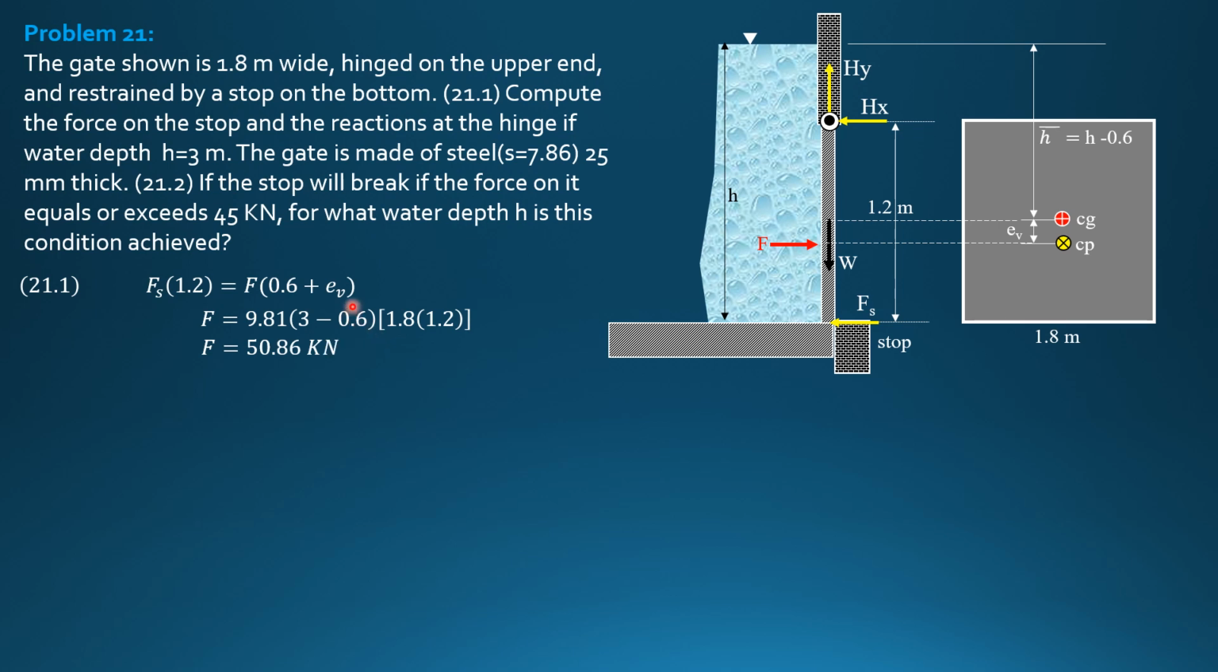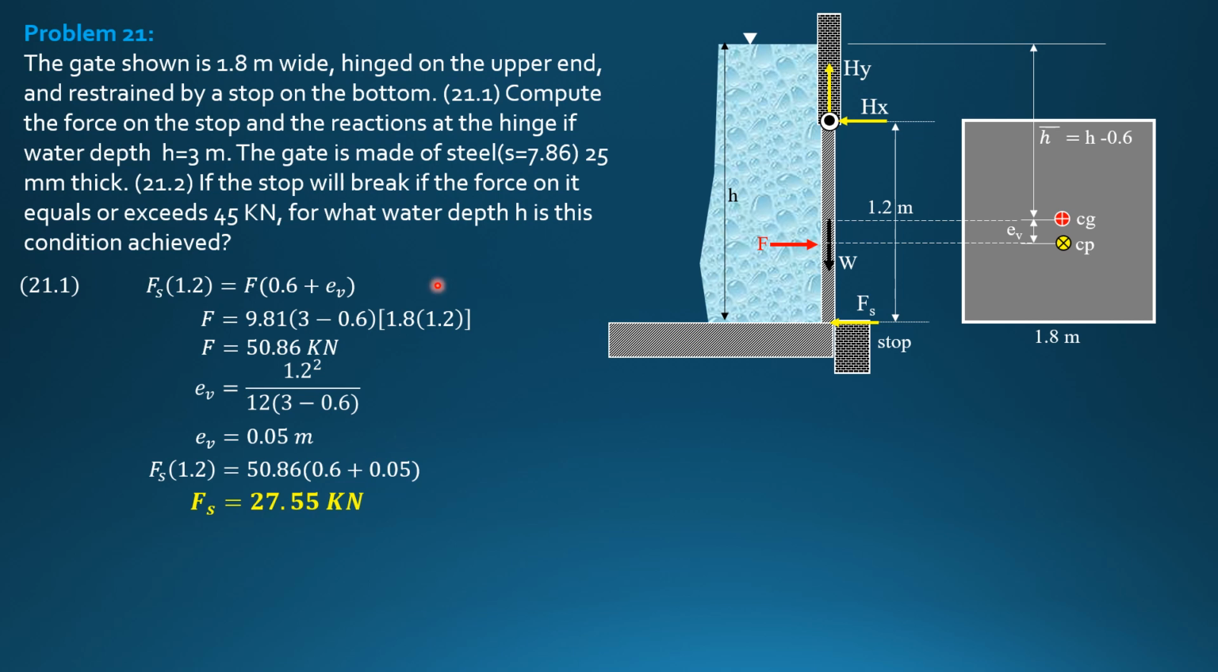e sub v, on the other hand, is height of rectangle squared over 12 h bar, or I sub CG over area times h bar. This is the simplified formula. Height of rectangle squared over 12 h bar, and h bar is 3 minus 0.6 or 2.4. So e sub v is 0.05 meters. So we can now solve for the force on the stop. Fs times 1.2 equals 50.86 times quantity 0.6 plus 0.05. So Fs, the force on the stop, is 27.55 kilonewtons.